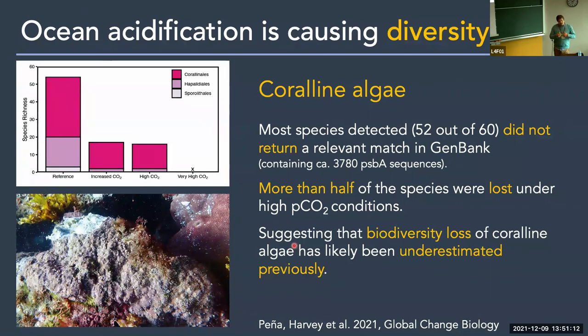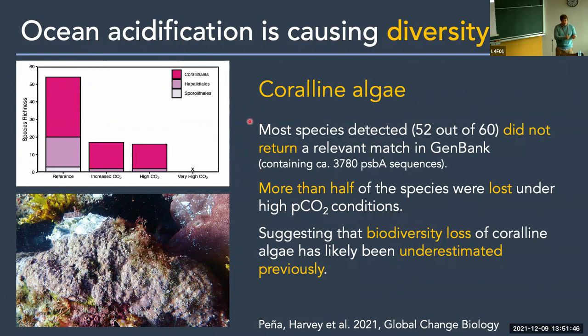Now, obviously, that's a little bit obvious in that if it's not been studied taxonomically, of course, there's not so many sequences that have been placed, but it still implies that the work has not been done. And so we found that actually 52 out of the 60 species we found didn't match to anything in particular. And when we put them into the various orders, we could see that some corallines, which are the most dominant type of the orders, were still present to a point. Many of the others were actually lost.